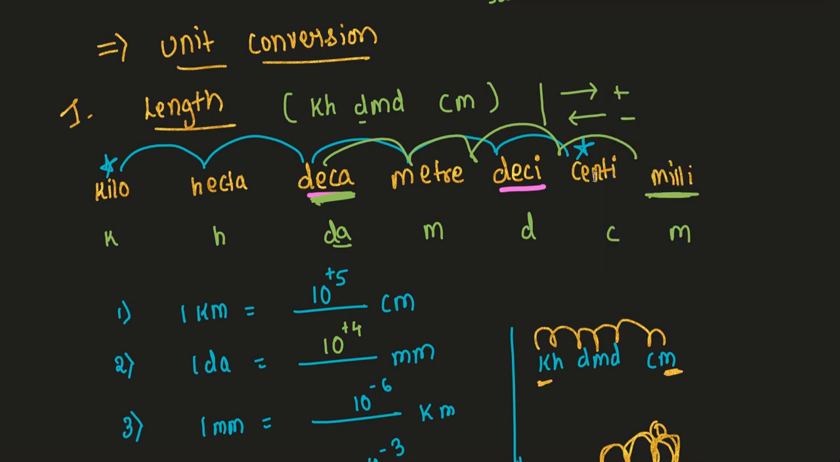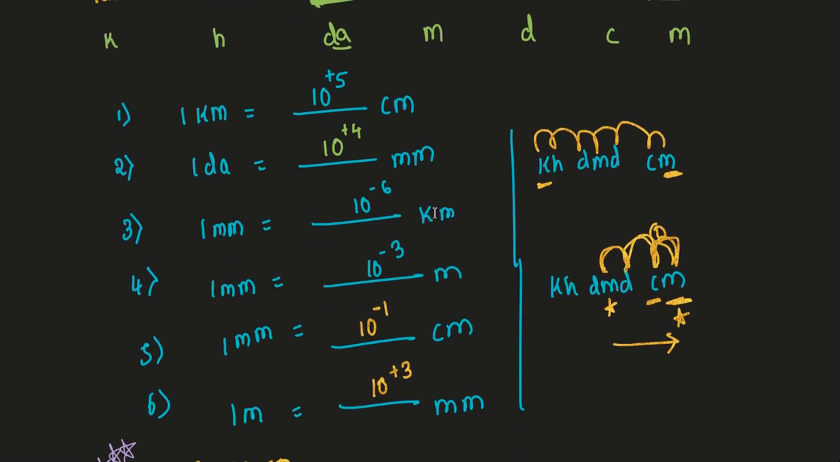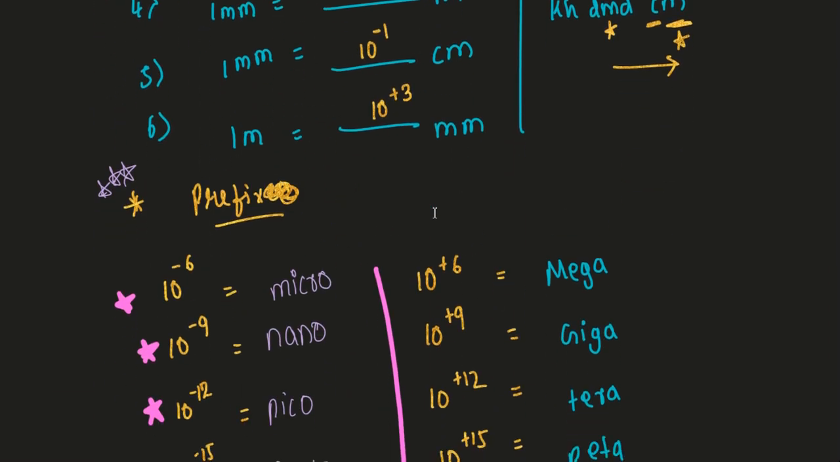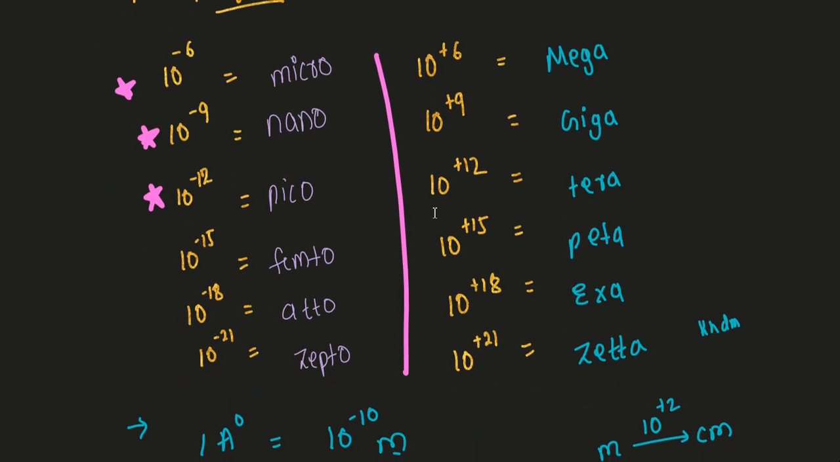KHDMDCM, which is kilo, hecto, deca, meter, deci, centi, milli. If we are jumping to the right side, we use positive. If we are jumping backward, we use negative. Yesterday we did some examples also. Then we studied the prefixes micro, nano, pico, femto, atto, zepto, and in positive, mega, giga, tera, peta, exa, zetta.